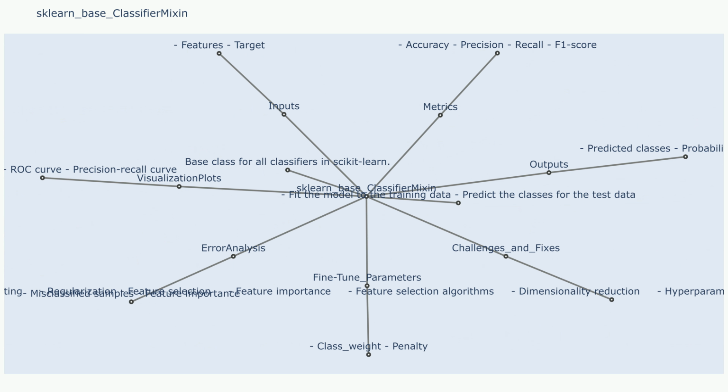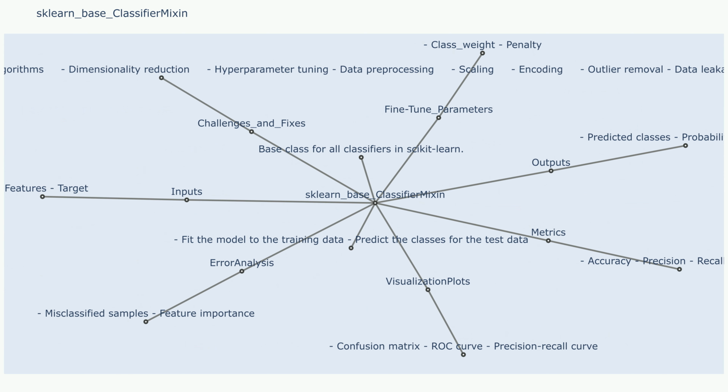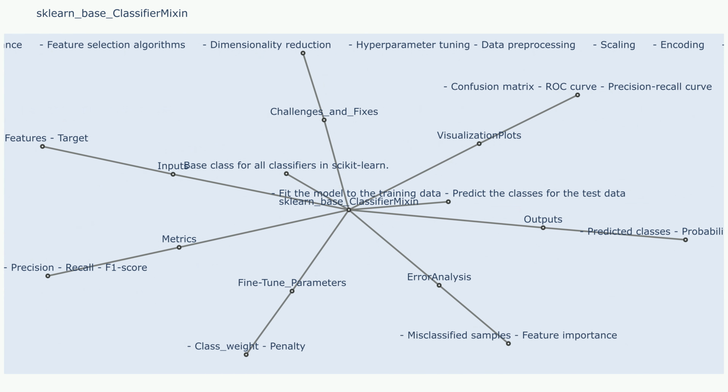Fine-tune parameters. Regularization strength controls the amount of penalty applied to model complexity, helping to prevent overfitting. Number of estimators for ensemble methods like random forests. This parameter determines the number of individual models combined. Learning rate for gradient-based algorithms. This parameter controls the step size during optimization.